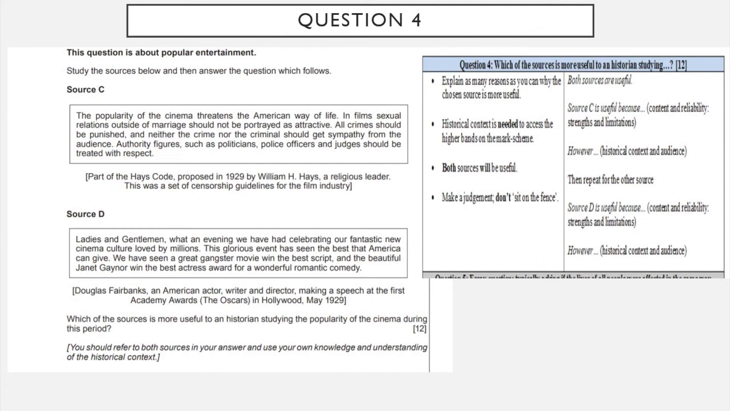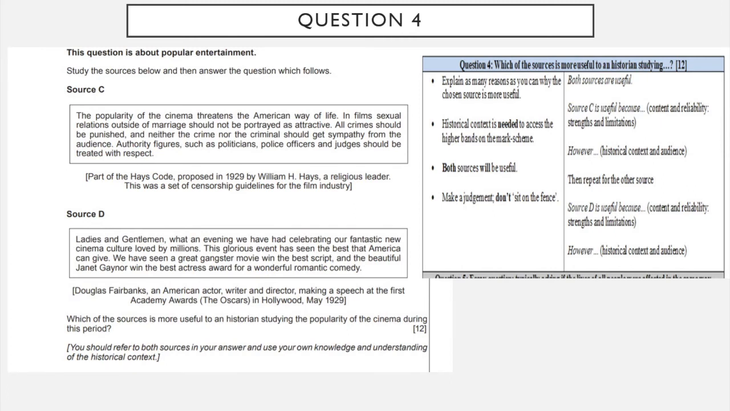Okay, so with this one, you're looking at part of the Hays Code, a set of guidelines basically that films had to abide by surrounding things like swearing, nudity, all that kind of thing. And then the other one is from Douglas Fairbanks, who's an American actor, writer and director, making a speech at the Oscars in May, the first Oscars in May 1929.